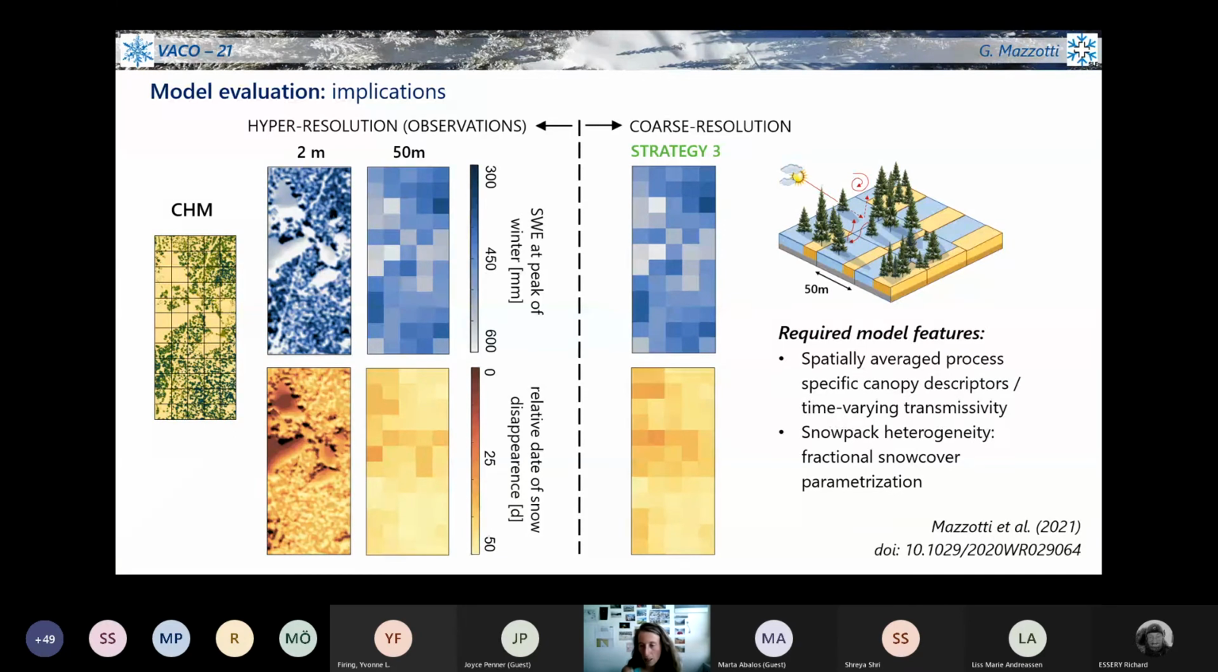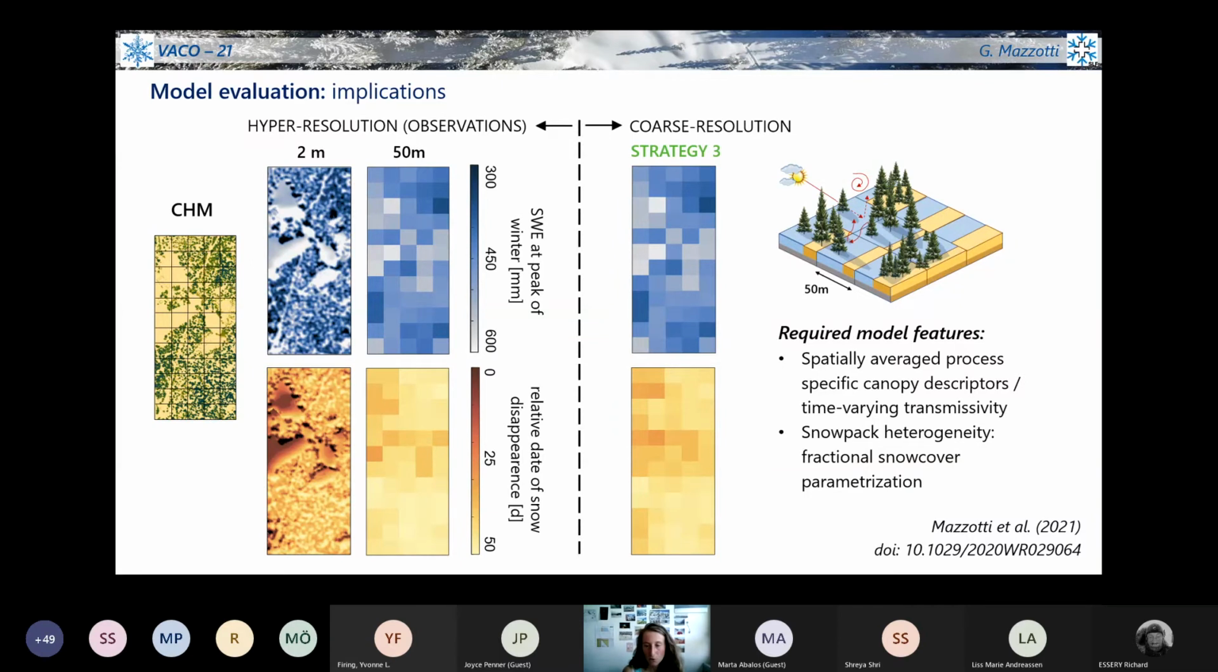So what did we do there? We simply performed spatial averages of all the process-specific canopy metrics used in the hyper-resolution simulations. Especially also, we averaged the time-varying transmissivity for shortwave radiation and provided it to the model. And like that, we implicitly accounted for canopy structure variability. Moreover, we also introduced fractional snow cover. Fractional snow cover is important to weigh melt energy as the ablation progresses and partial snow cover starts happening. And so with the fractional snow cover parameterizations, we also implicitly accounted for snowpack heterogeneity.